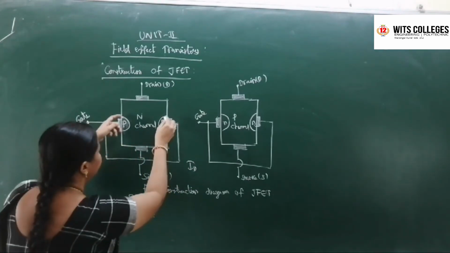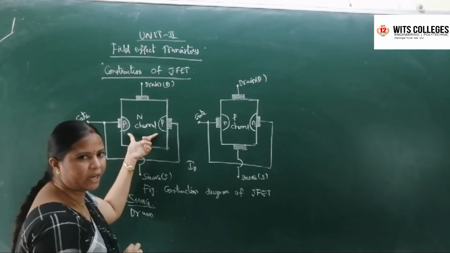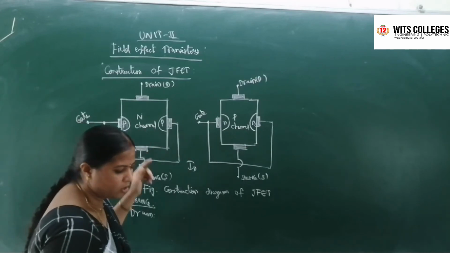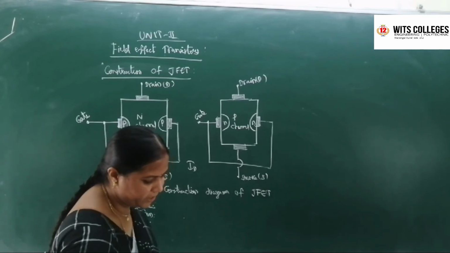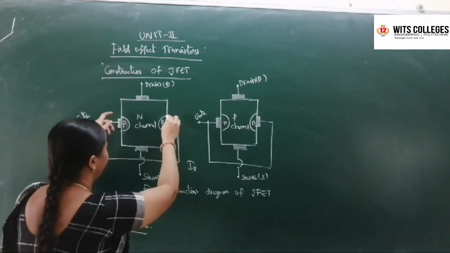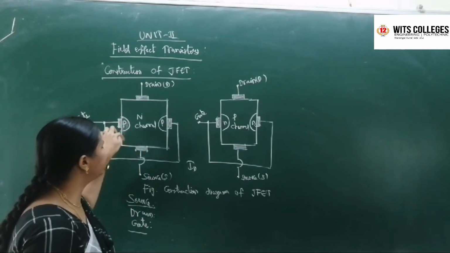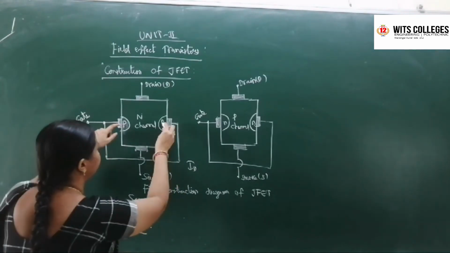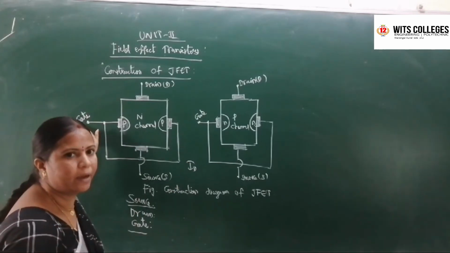So here a depletion layer is formed. If you connect two heavily doped p-type semiconducting materials, there exists a depletion layer next to the channel. Okay. So coming to the gate terminal, what is the meaning of gate terminal? When heavily doped p-type silicon materials are diffused on both sides of the n-type silicon bar, a depletion layer is formed, and these two p-n junctions are attached together.